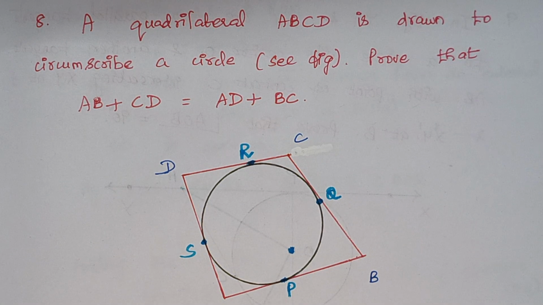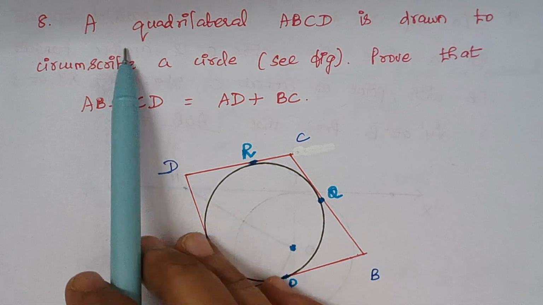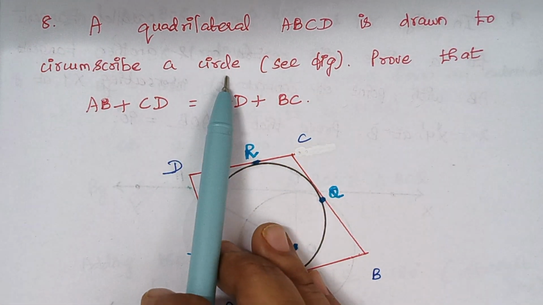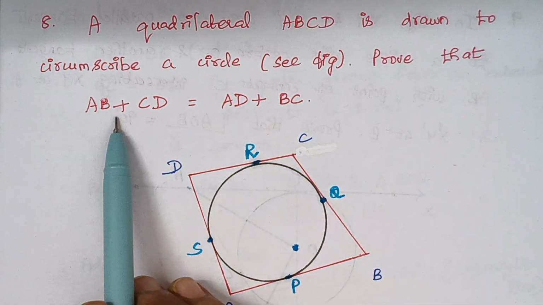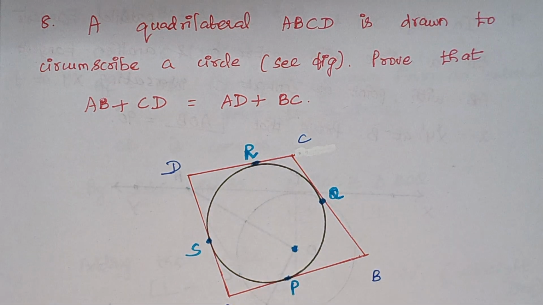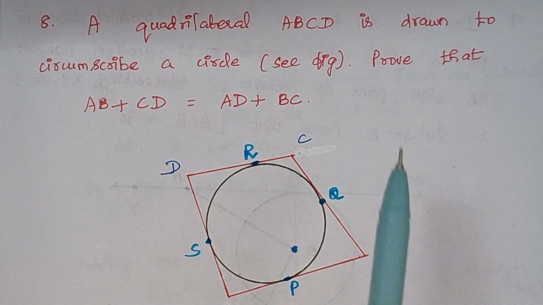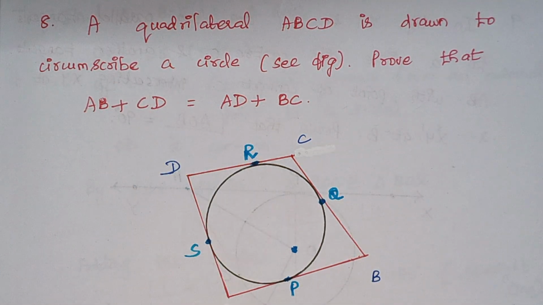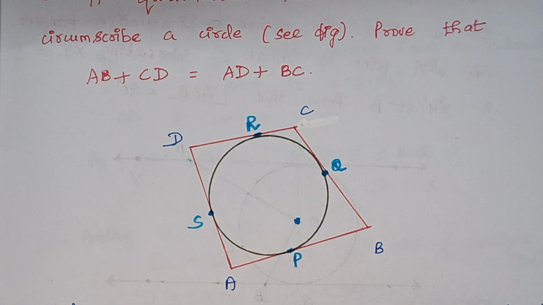The next problem is problem number 8. A quadrilateral ABCD is drawn to circumscribe a circle. Prove that AB plus CD is equal to AD plus BC. So here, a quadrilateral ABCD is drawn to circumscribe a circle. Right. So here the diagram is given.